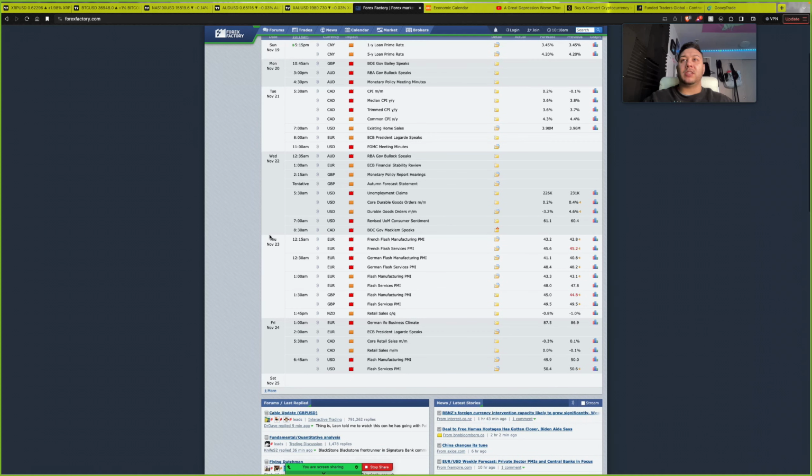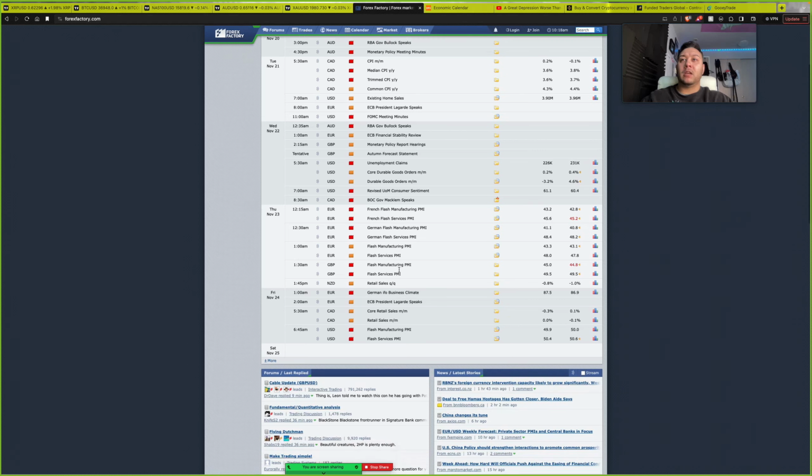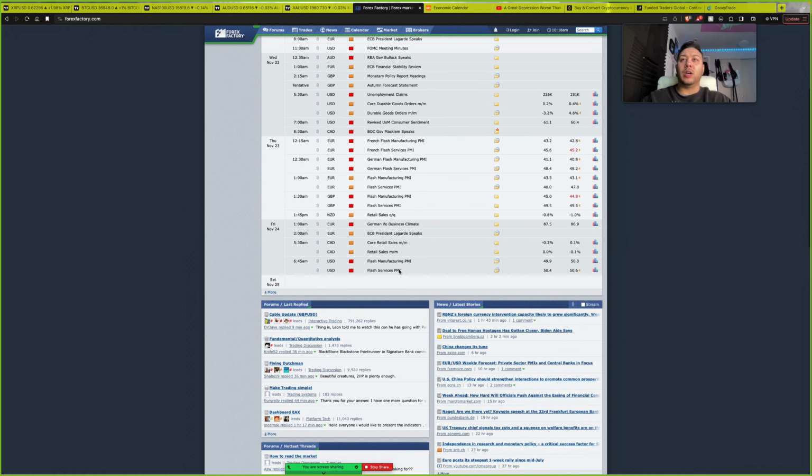On Wednesday, we can see Reserve Bank of Australia Governor Bullock speaking 35 minutes into London Open. We have European Central Bank Financial Stability Review, autumn forecast statement, GB for GBP, unemployment claims for USD. That's going to be the most important thing on Wednesday. New York Open. Shortly after that, we have Bank of Canada Governor Macklem speaking as well.